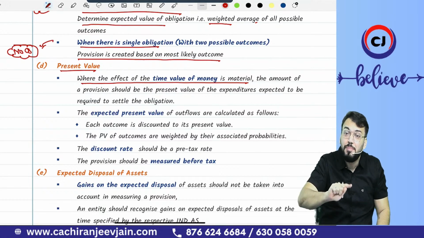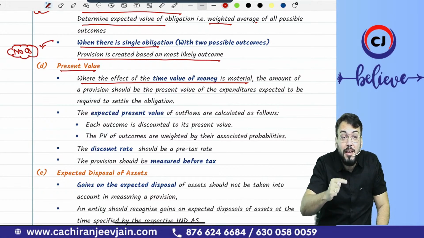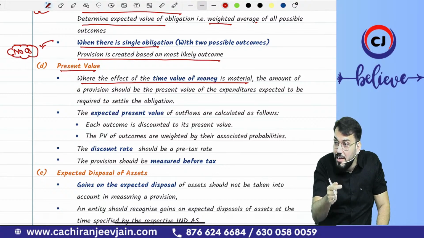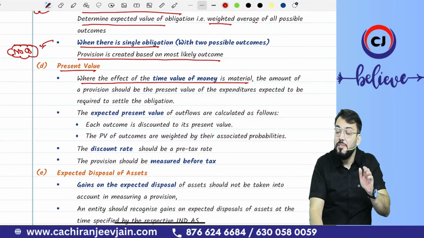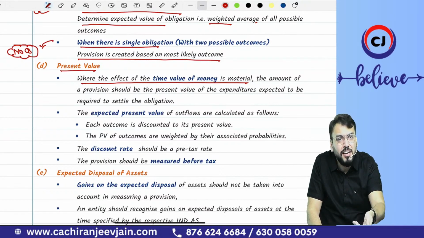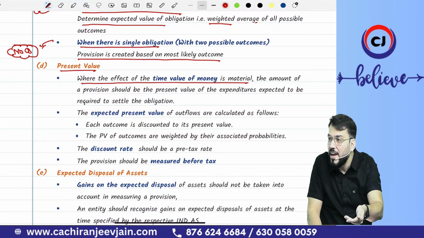So when I say as per practical understanding, this is my practical knowledge, and because of that reason I am saying this is not given under Ind AS. Can you say it depends upon the facts and circumstances? It will depend upon facts and circumstances.